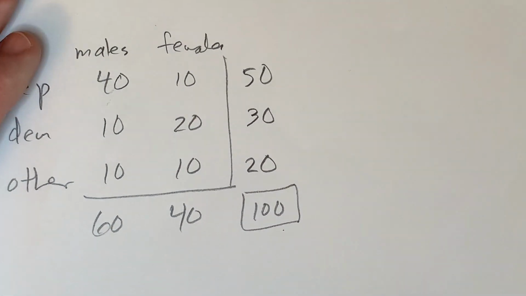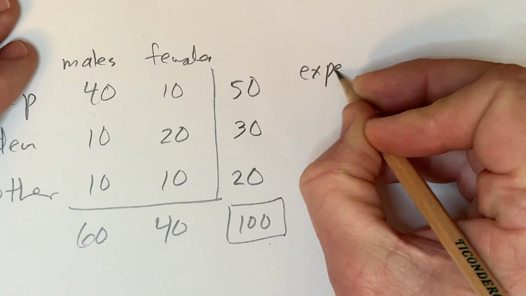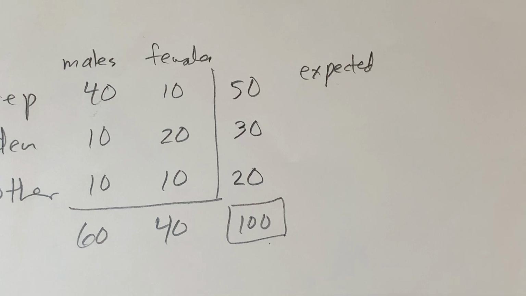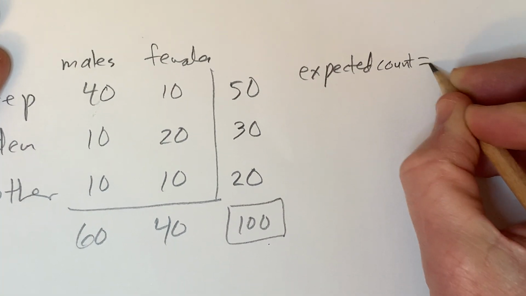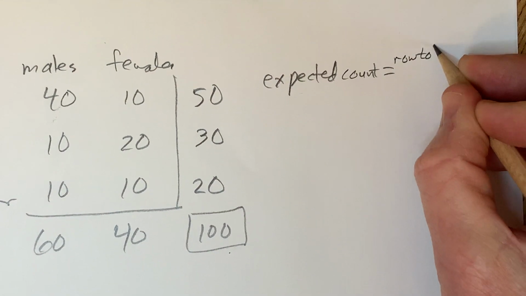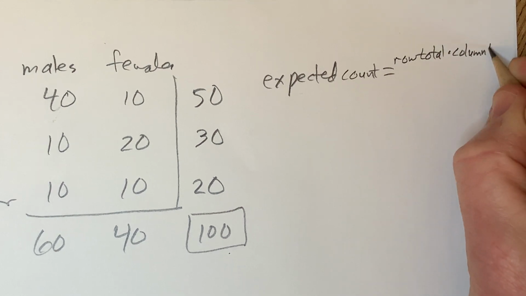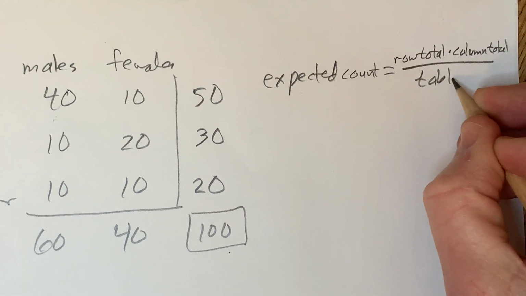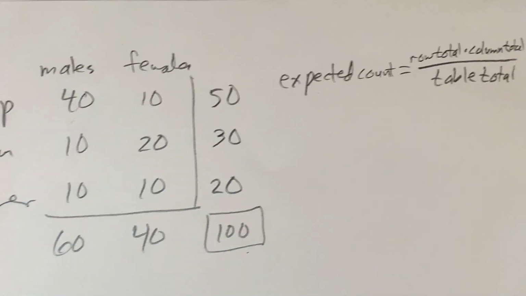Now, here's the rule for our expected counts. This is going to be true for the next test as well. This is true for this whole section, for the test of homogeneity and for the test of independence. Your expected count for each cell is going to be the row total times the column total over the table total.